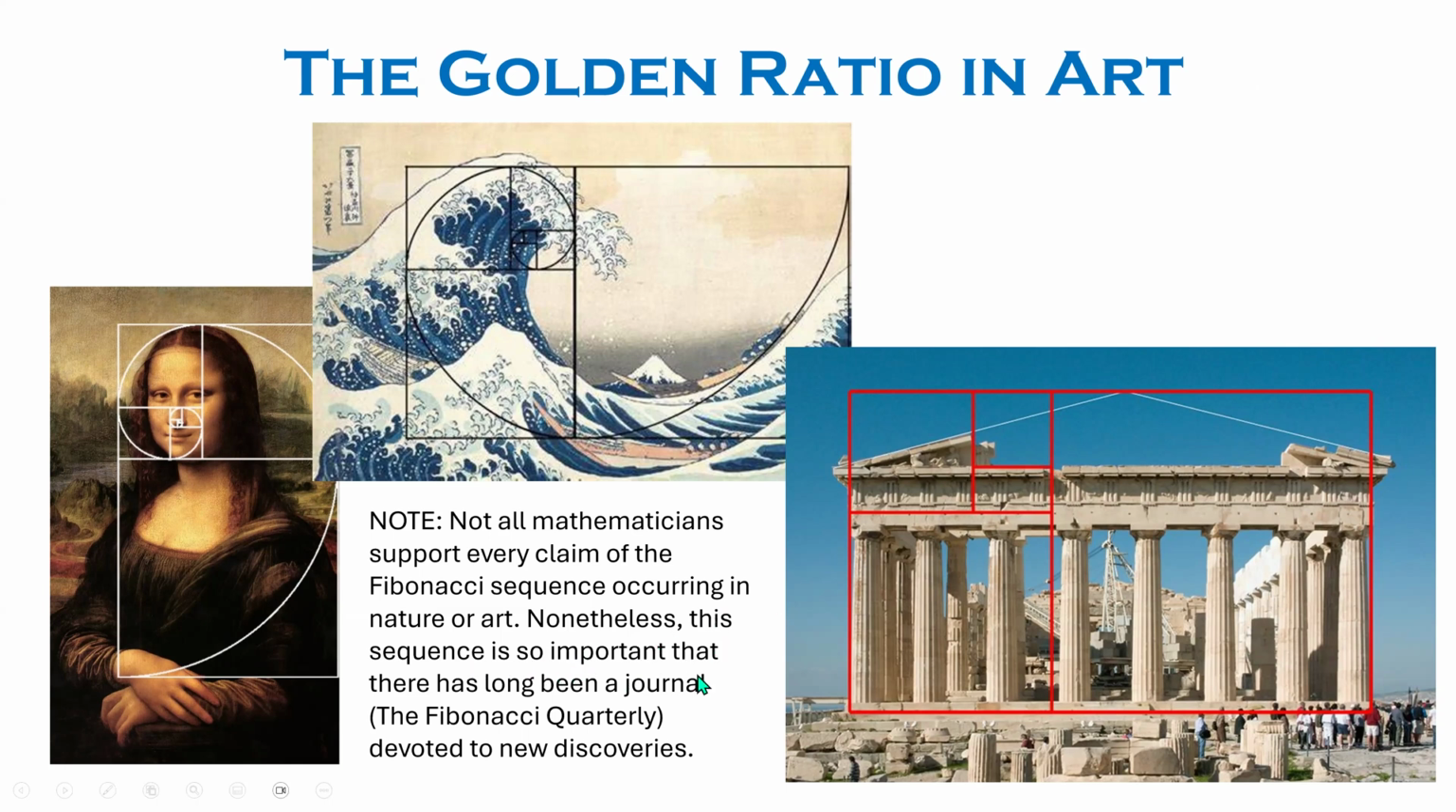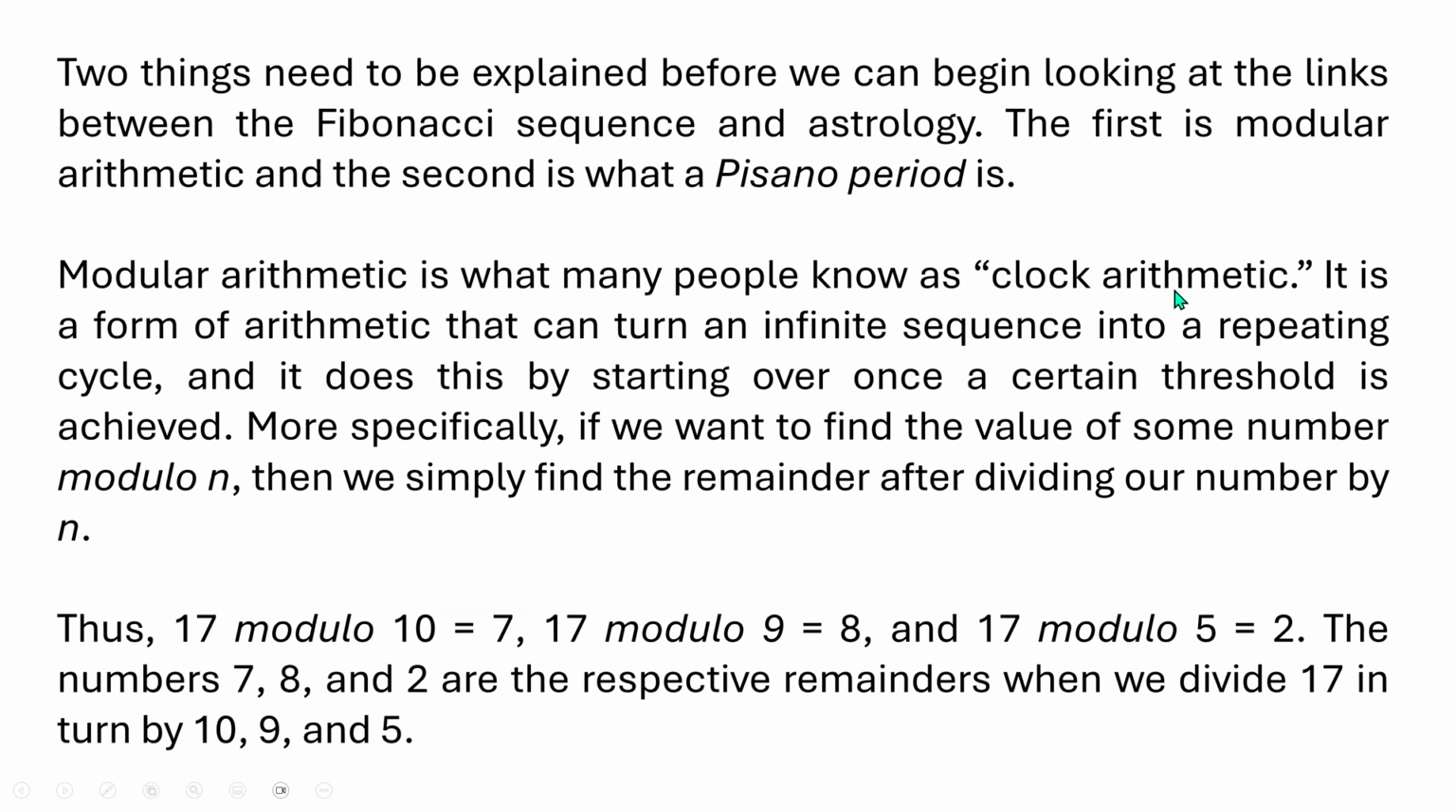Nonetheless, the sequence is so important in mathematics that there's long been a journal, the Fibonacci Quarterly, devoted to new discoveries. Now, two things need to be explained before we can look at the links between the Fibonacci sequence and astrology. The first is modular arithmetic, and the second is what a Pisano period is.